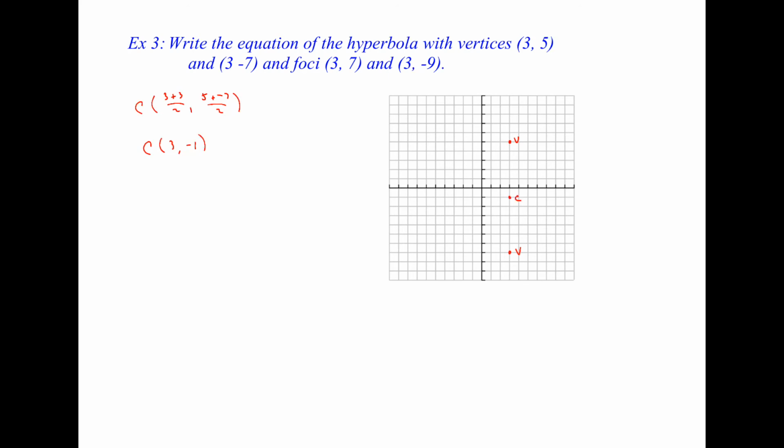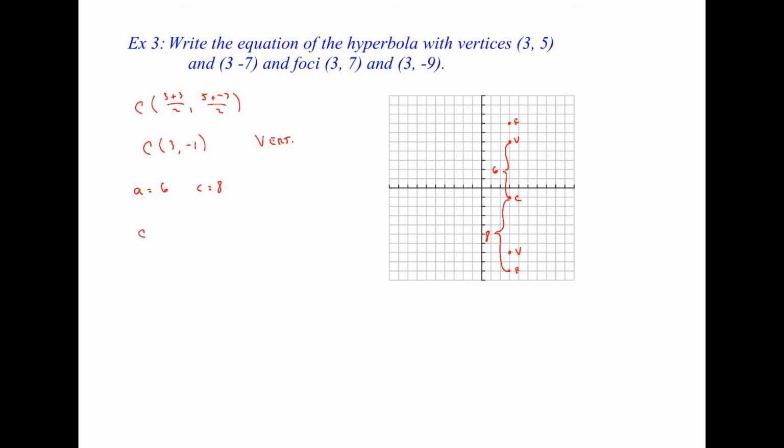So there's the center. Now we need the A and B values. We also know that this is vertical. So you can see that the vertices are vertical from the center. It also gives us the foci, so at 3, 7 and 3, negative 9. Why is that important? Well, we got two things. Center to vertex we know is 6, and it looks like from center to the foci then will be 8. So we know A is equal to 6, B, not B, but C is equal to 8.